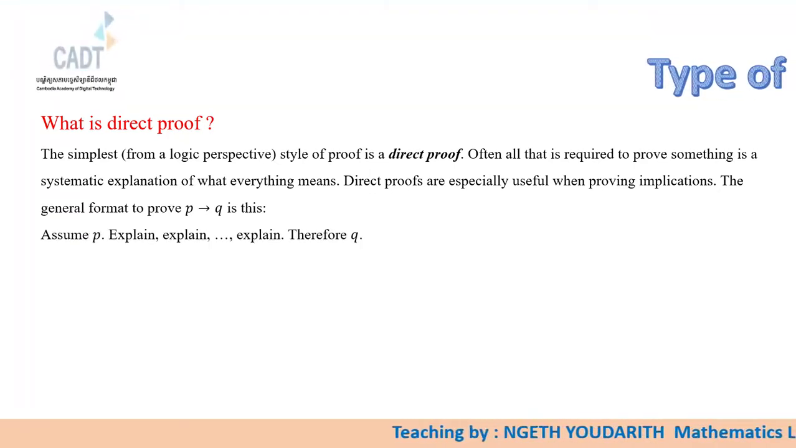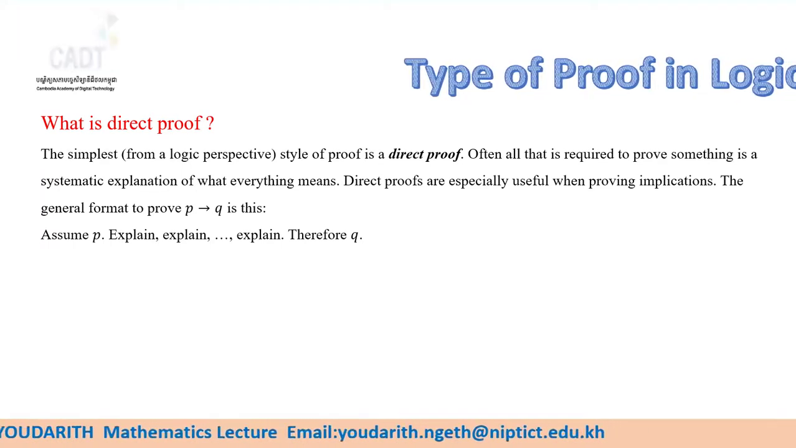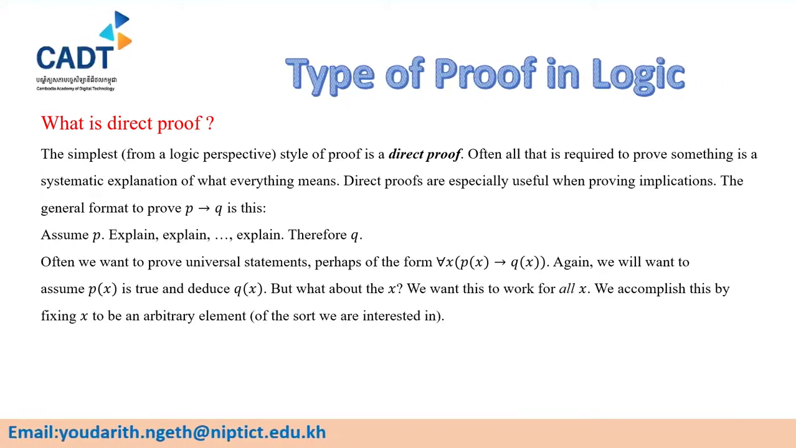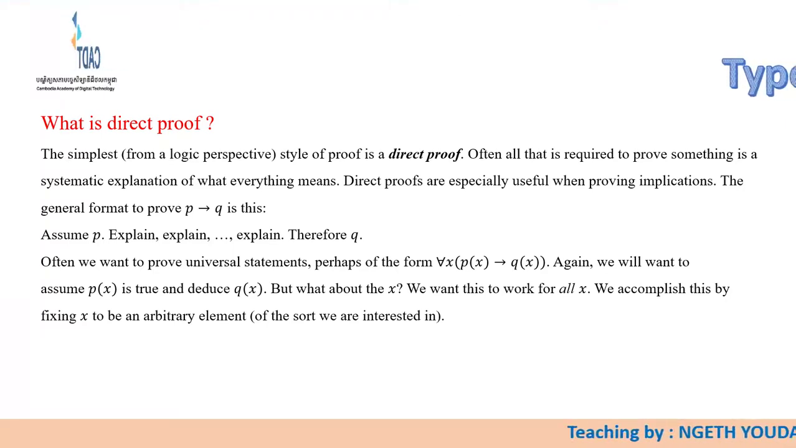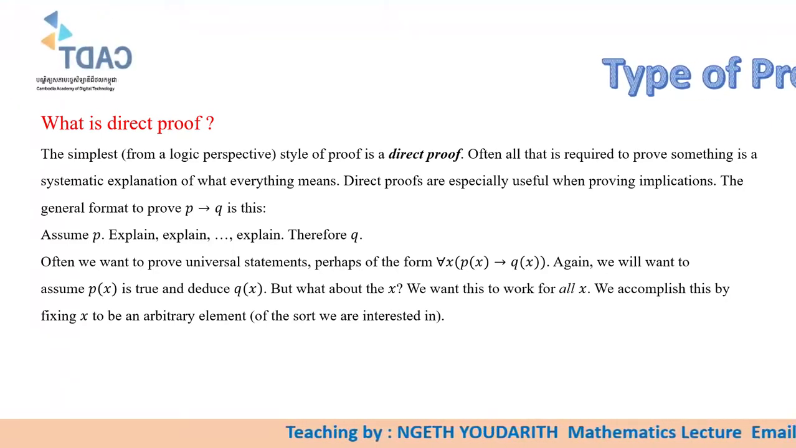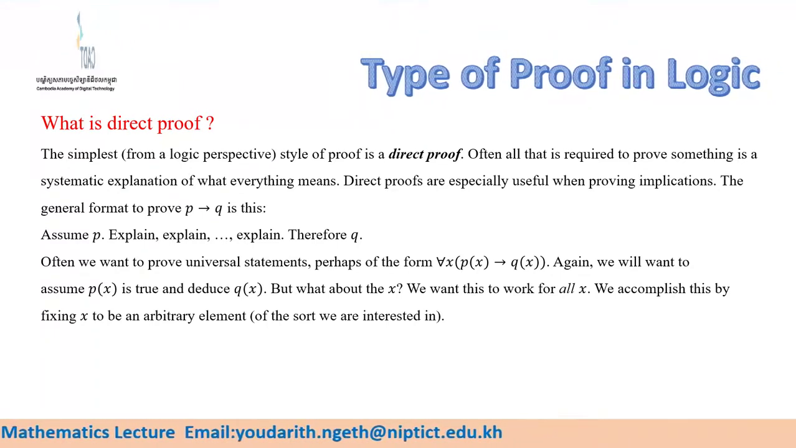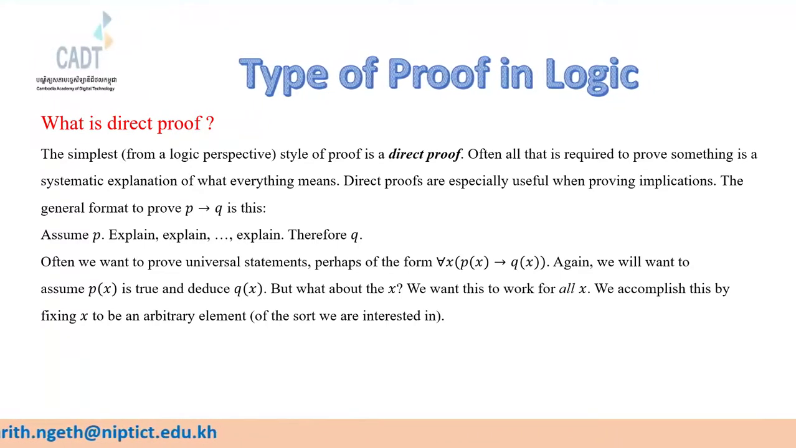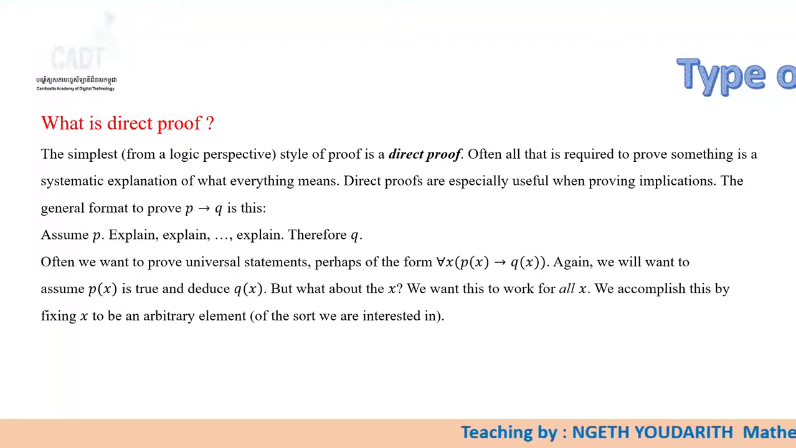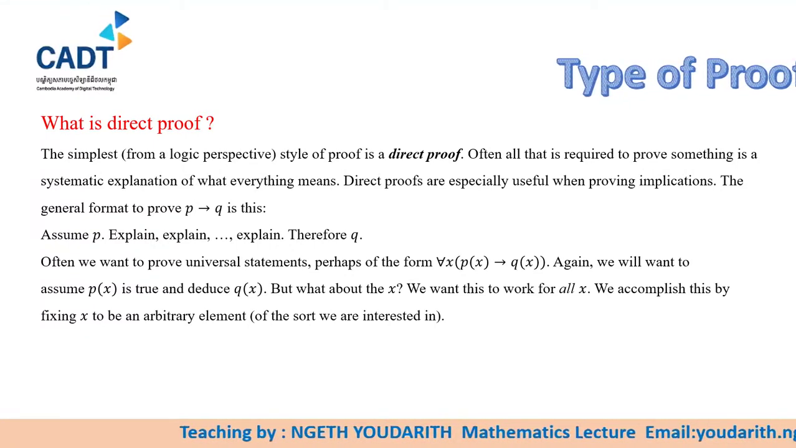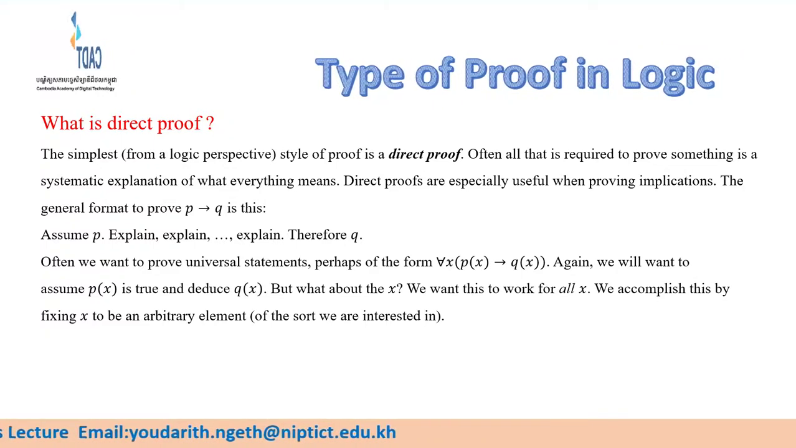Example, assume P, explain. We explain about P until we get Q. And often we want to prove a universal statement, perhaps of the form for all x, P(x) implies Q(x). Again, we will want to assume P(x) is true, and deduce Q(x). So if we have P(x) is true, we can deduce Q(x). But what about x? We want this to work for all x. We accomplish this by fixing x to be an arbitrary element of the sort we are interested in.